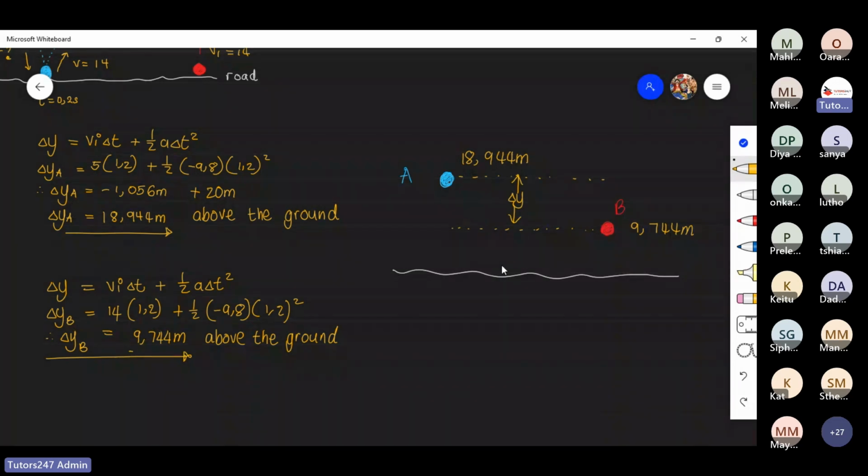So how do we do that? All we do is we take the displacement of object A minus the displacement of object B, or the height above the ground of ball A minus the height above the ground of ball B. It's always the higher one minus the lower one.